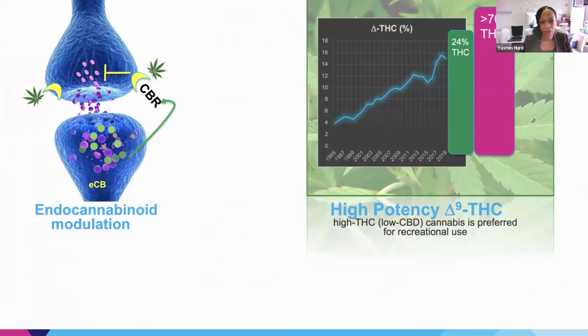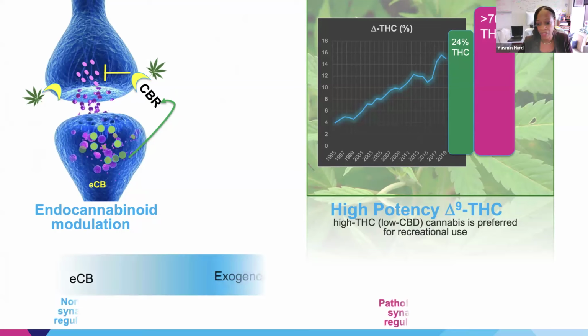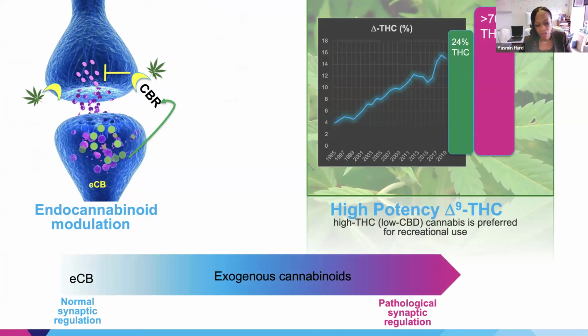So when we think about the endocannabinoid system and where we are today in our society with cannabis, we see more cannabis use disorders and challenges with cannabis use in teens and young adults. And perhaps it may be related to the high potency THC products out there. Because, as I mentioned, our endogenous cannabinoid system is really critical for maintaining normal synaptic regulation. It's really a powerful modulator.